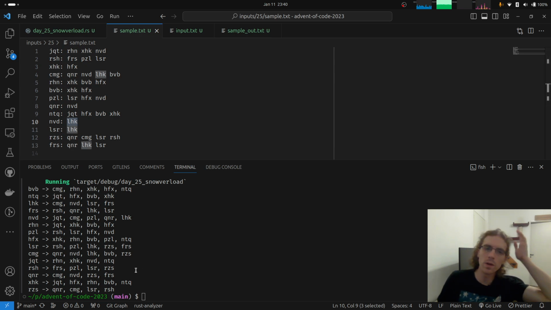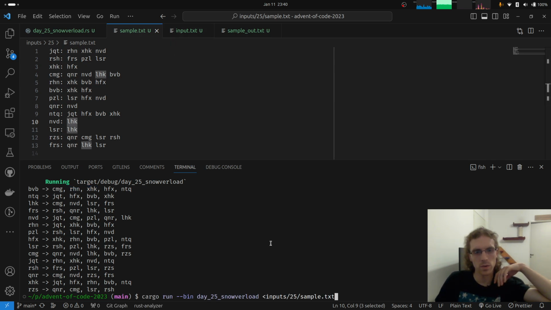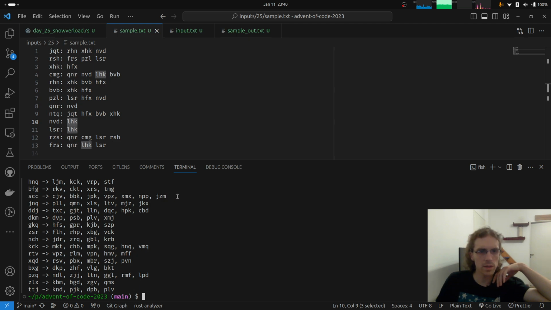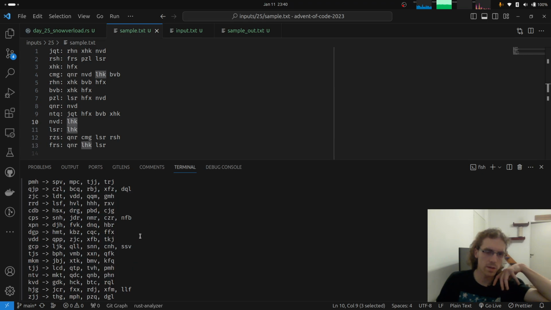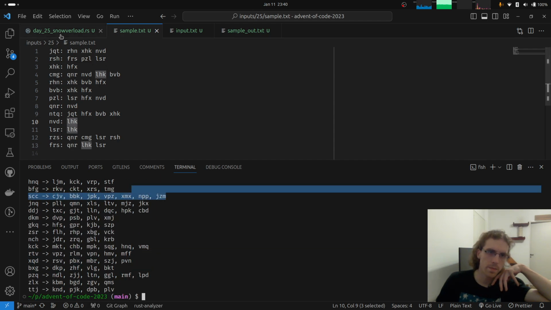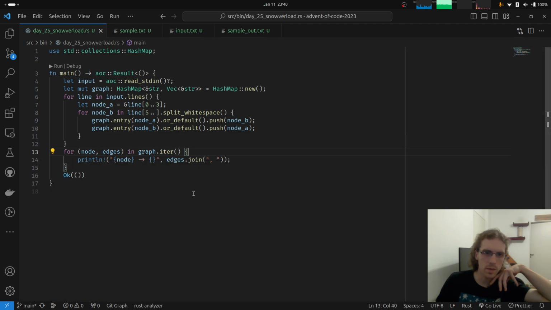And we can see already in the sample there is no node that has only 3 edges, because that would be a very trivial solution. And I guess if we print with the actual input, there are some nodes that are connected to more, but I'll bet you that there's no node that has just 3. We can check that maybe.